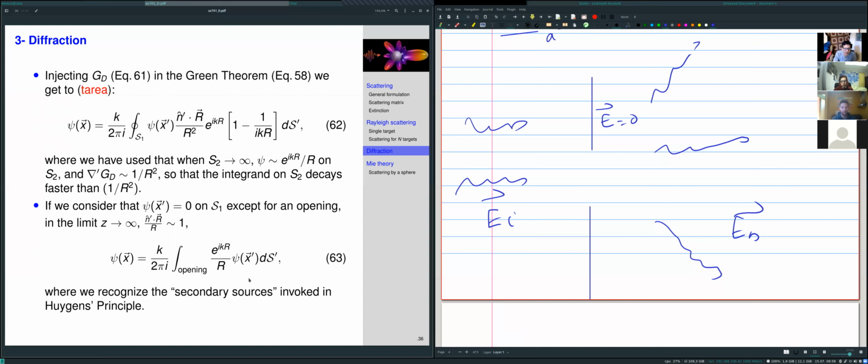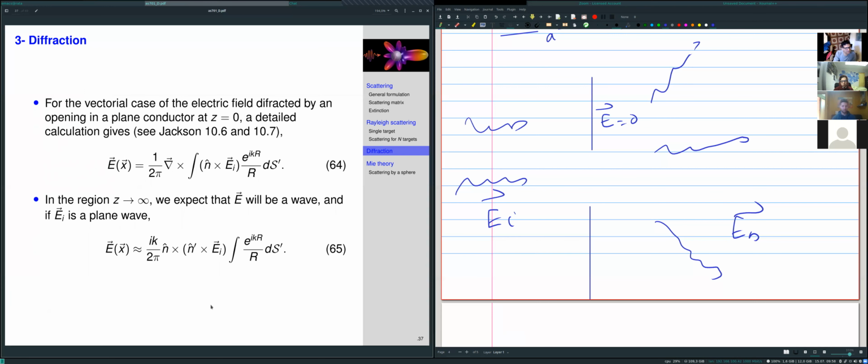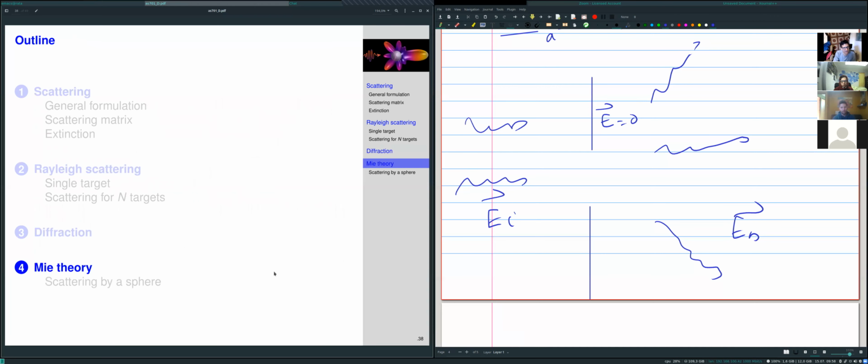But I think Huygens simply arrived at this formula intuitively, saying that inside the opening, he imagined a continuum of secondary sources, each one of them emitting spherical waves. This is all the scalar case, and the vectorial case is more complex, but I think we don't have time to go into diffraction details, and it's also relevant mostly for people who do instrumentation.